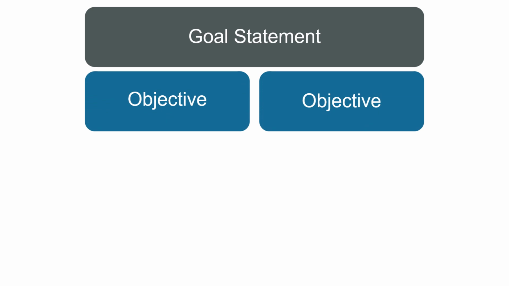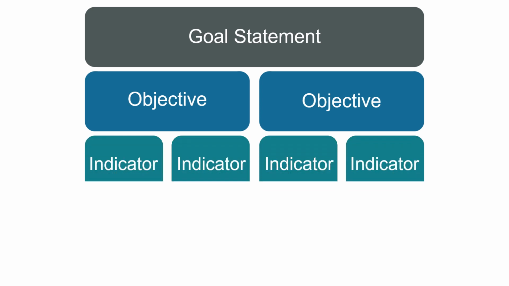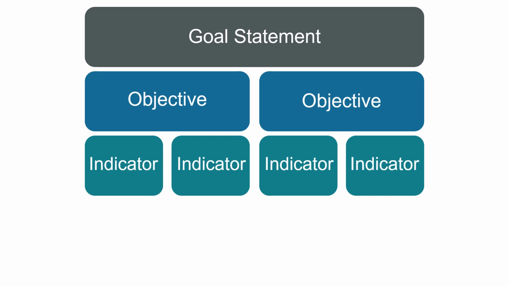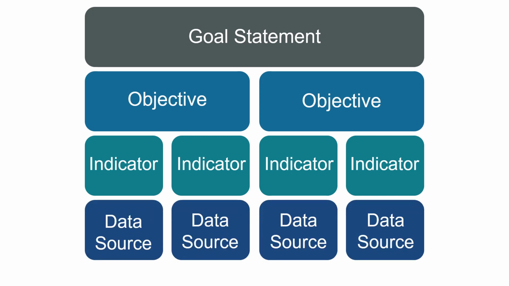Then we have our objectives, which are the changes our program will need to accomplish to reach the desired goal. From there, we have our indicators, which are the measures of change that our program aims to achieve. And finally, we have our data sources, which are the data collection activities we use to measure our indicators. The wide variety of data sources available to us is where we're going to focus in this module and throughout this course.